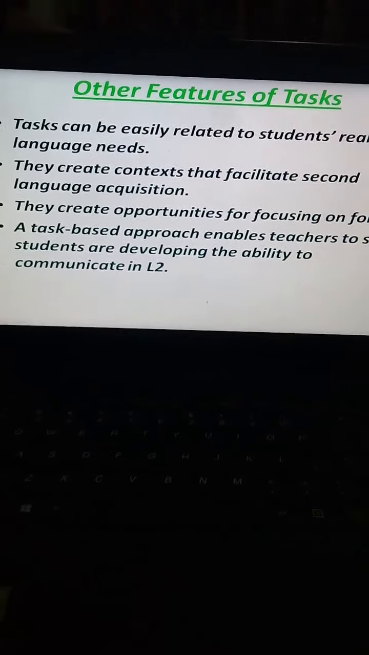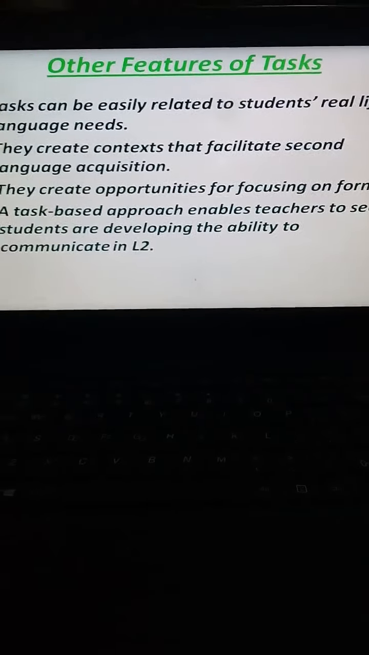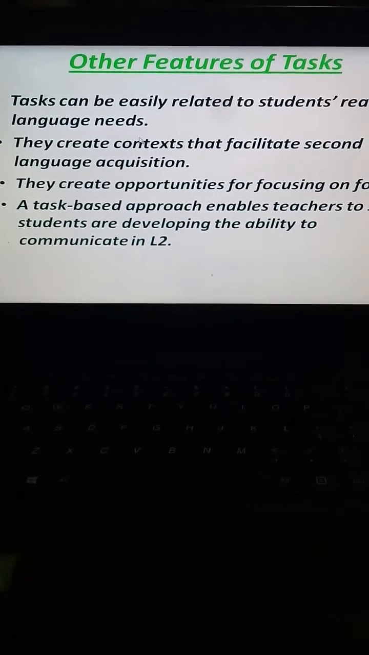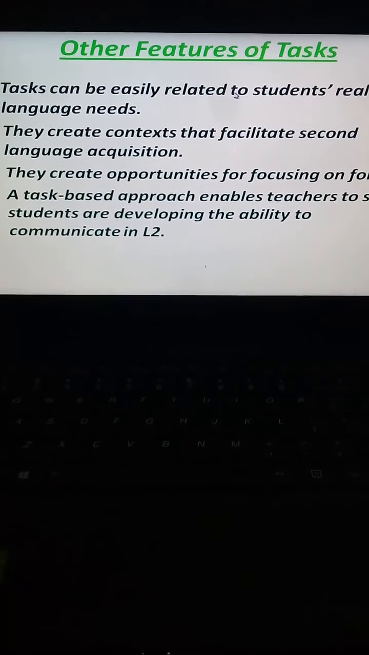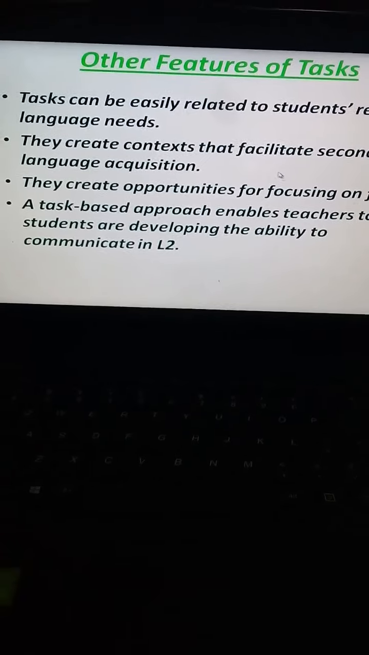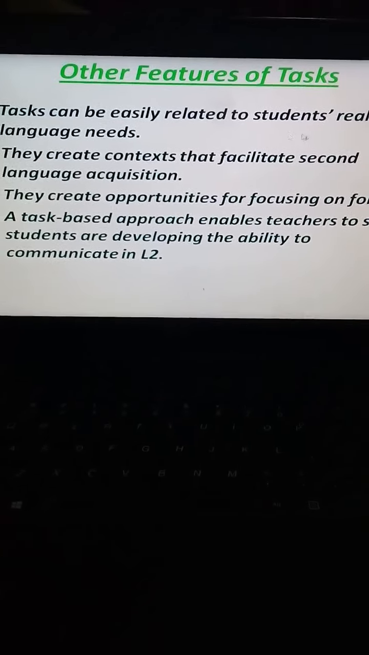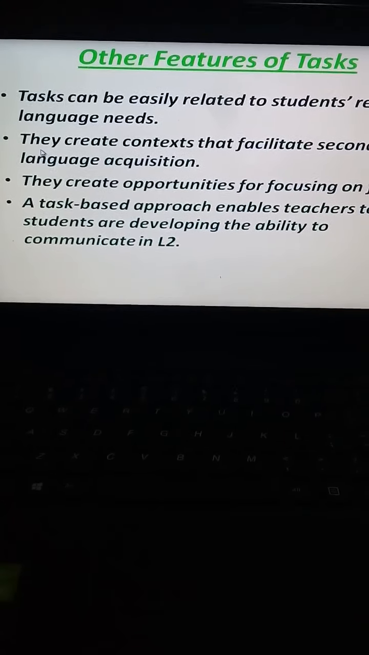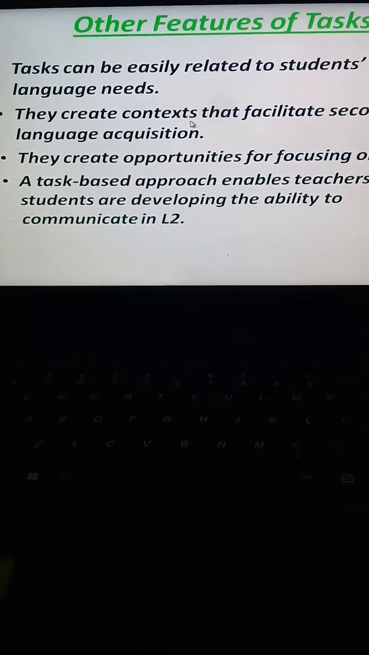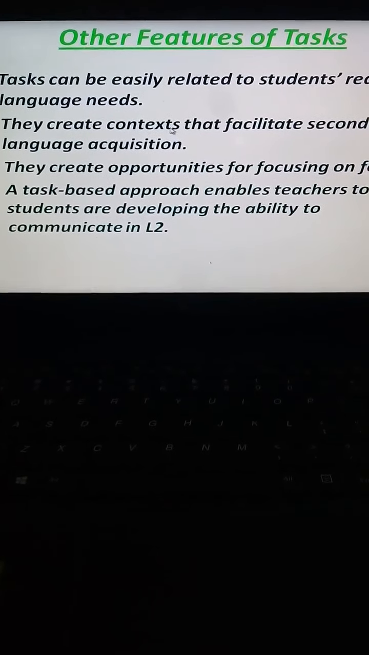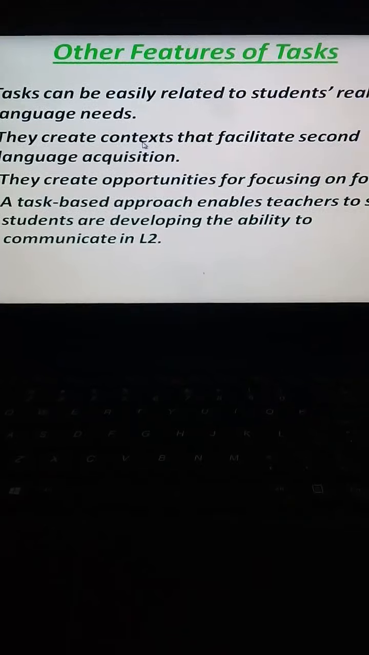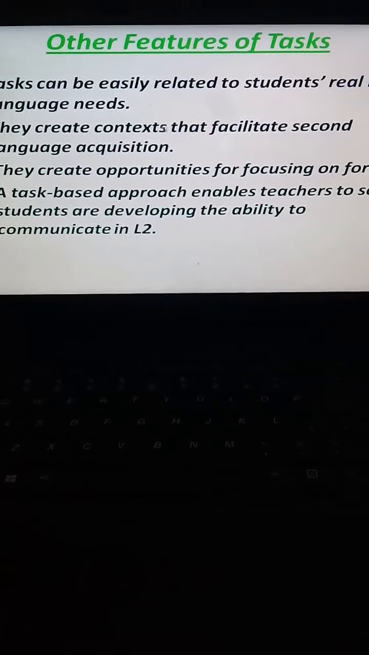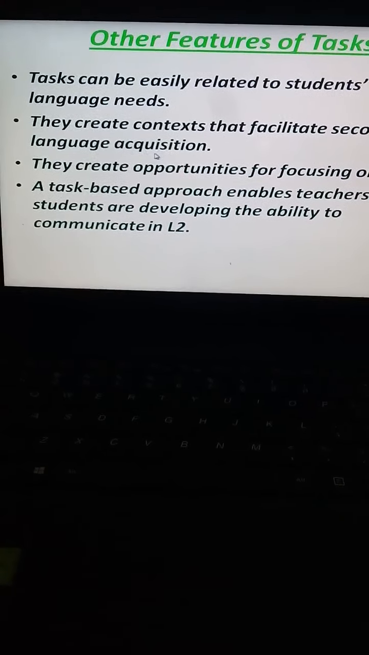There are some other features of tasks, that is, tasks can be easily related to students' real-life language needs. So the task can be related to the daily life of students or real-life situation. Okay, then they create, that means the tasks create context. Context means situation. Context in linguistics means situation. So the tasks create contexts that facilitate second language acquisition.